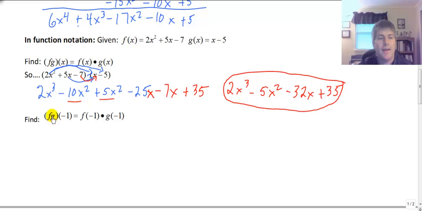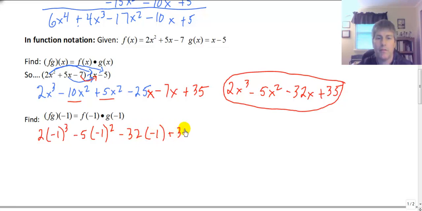So if I'm asked to find f times g of negative 1, well, that's the same as f of negative 1 times g of negative 1. A couple ways to do that. Since I've already multiplied these together in my previous problem, I could simply substitute negative 1 into my final answer here. So I could have 2 times negative 1 cubed minus 5 times negative 1 squared minus 32 times negative 1 plus 35.